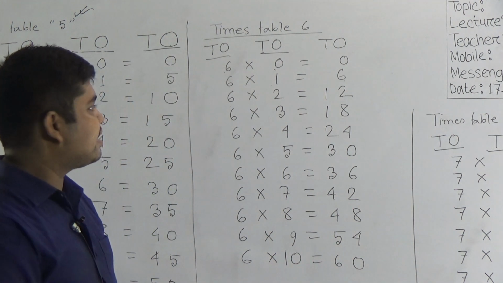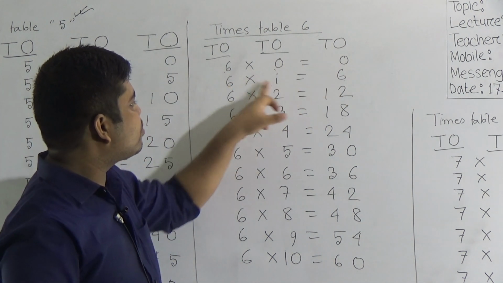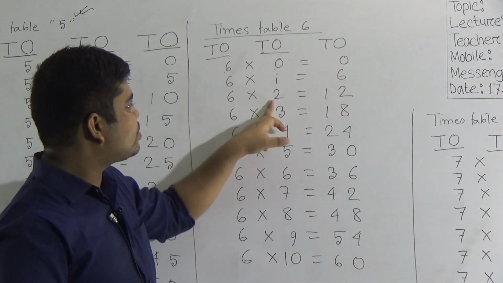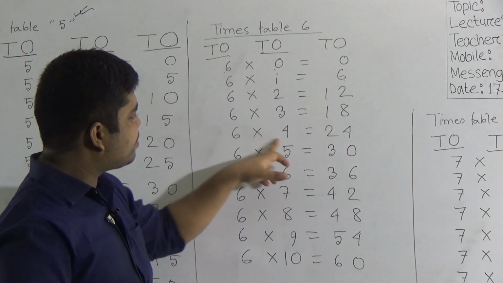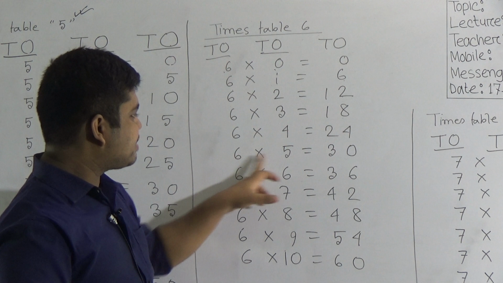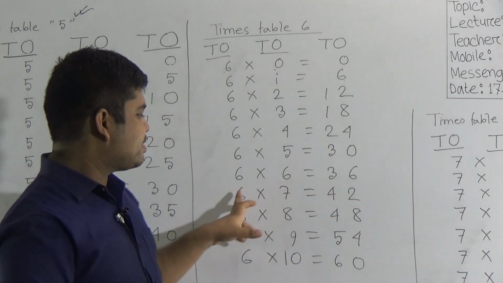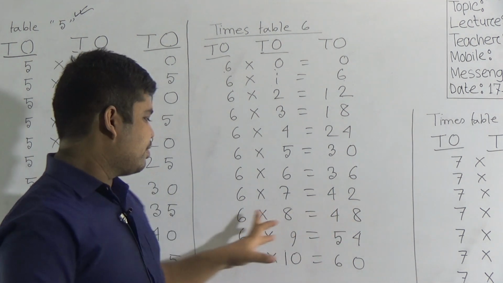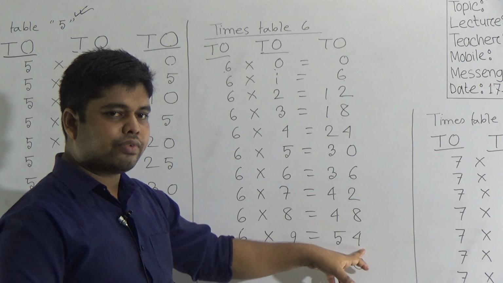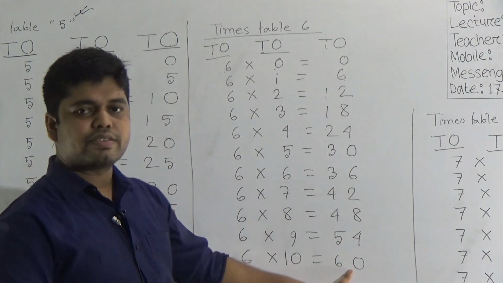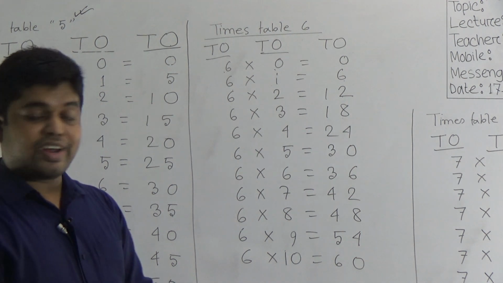My dear students, now read with me. 6 zeros are 0, 6 ones are 6, 6 twos are 12, 6 threes are 18, 6 fours are 24, 6 fives are 30, 6 sixes are 36, 6 sevens are 42, 6 eights are 48, 6 nines are 54, 6 tens are 60. My dear students, you must memorize this.